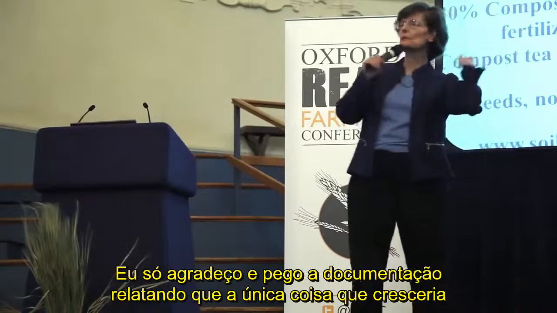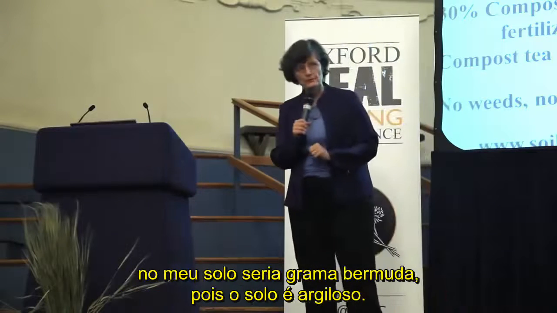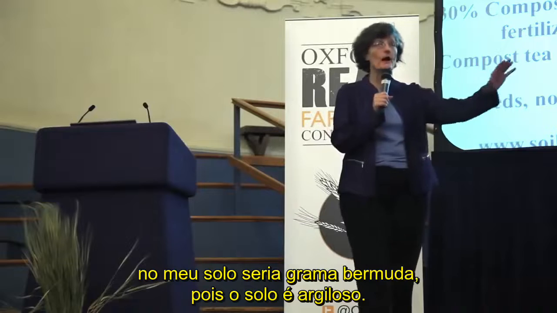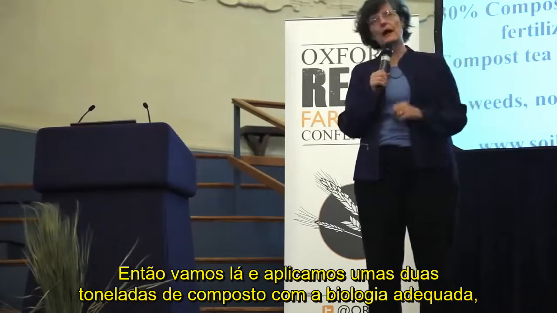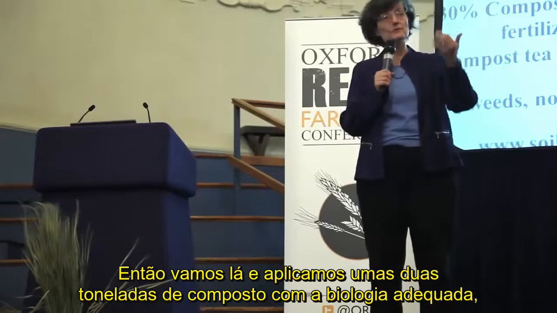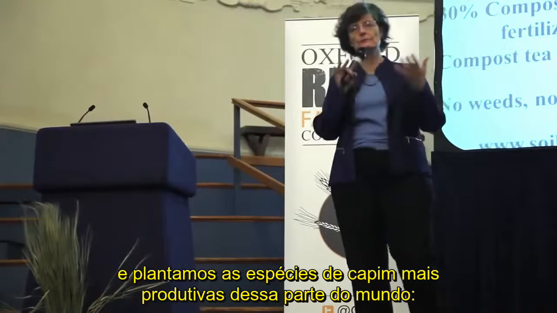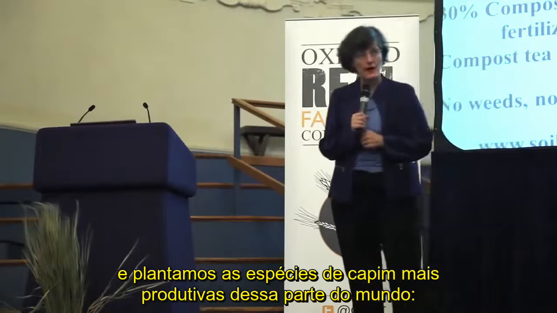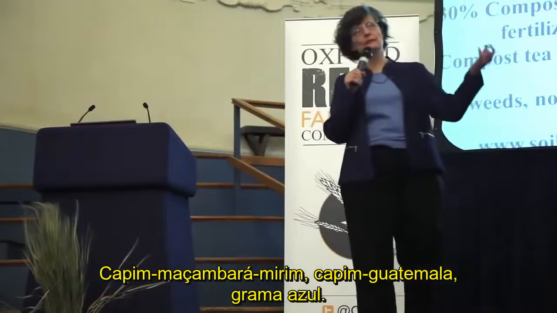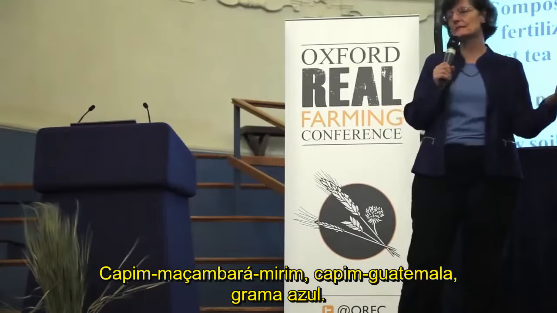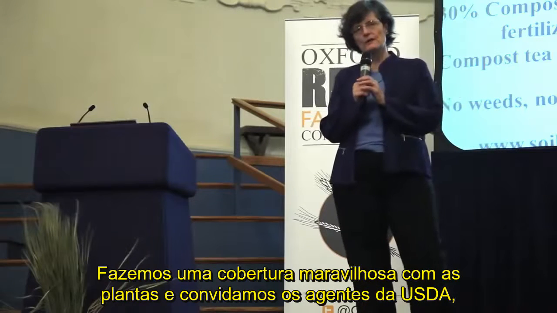They have written a report that says the only grass that's going to be able to grow here is Bermuda grass, because all you've got is clay. So we proceed out there and put on a couple tons of good compost with the proper biology, plant our big and little blue stem, the highly productive grasses in that part of the world, the Indian grass, the eastern grama and the blue grama grasses. Get a gorgeous crop of grass growing.